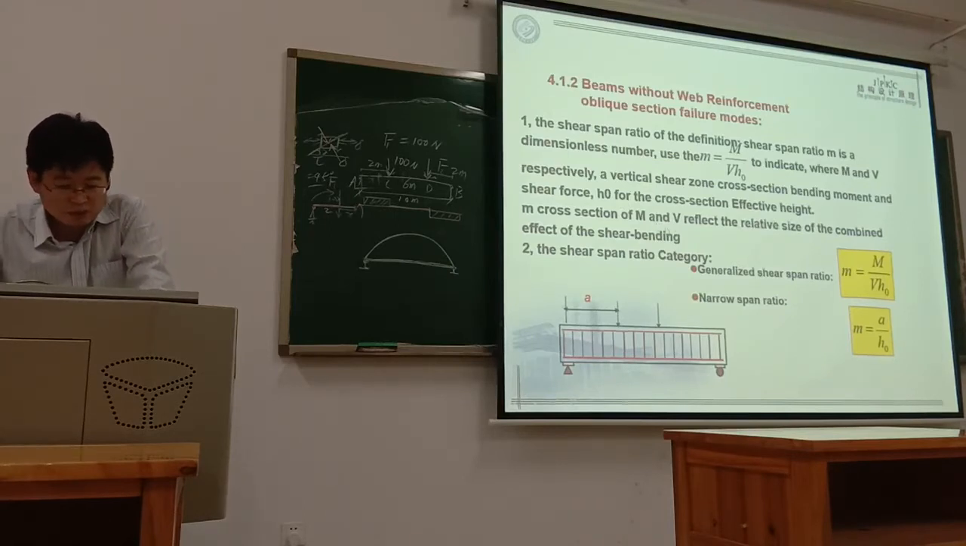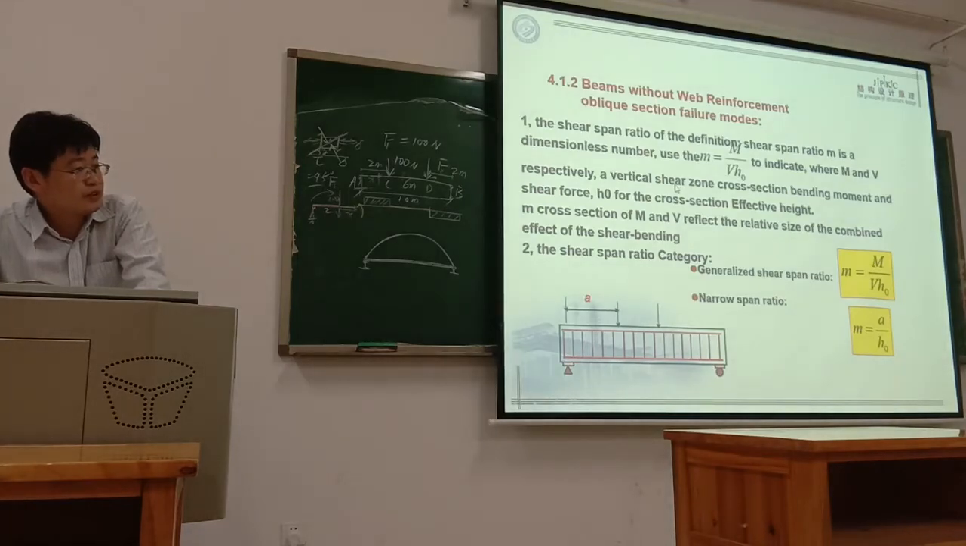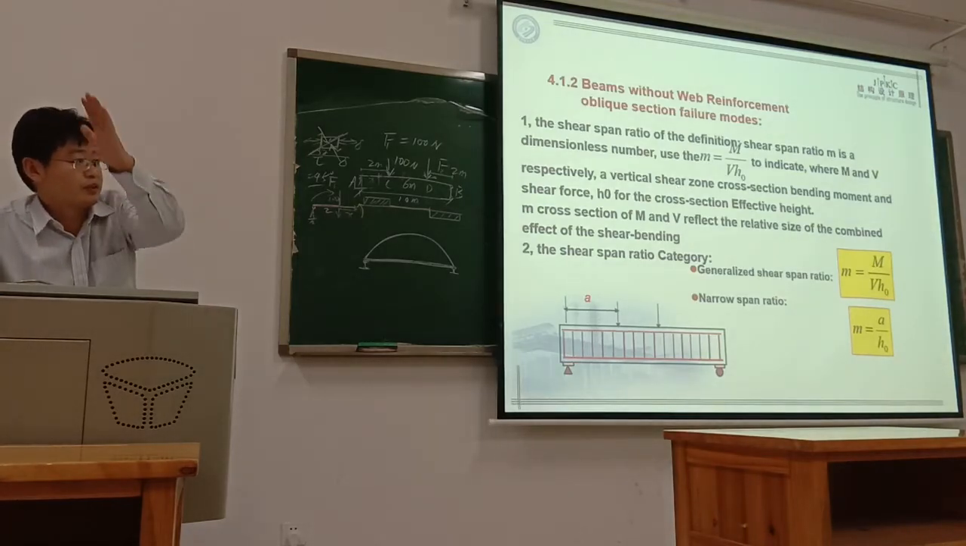So why do we define this parameter? Why do we define this shear span ratio? Because different shear span ratio m will induce different failure modes of this oblique section.